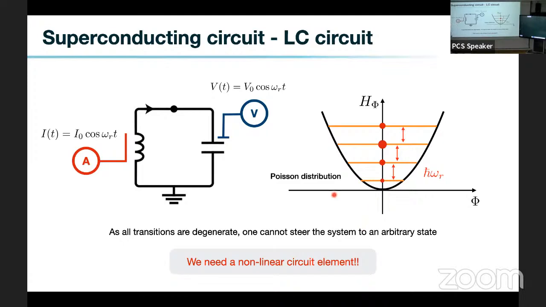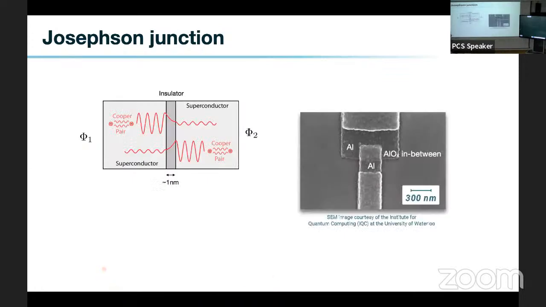This is not good for quantum information science, because what we want is just a qubit, which is a two-level system. So we need to give some non-degeneracy to this system, and that's why we need nonlinear circuit elements beyond L or C. The Josephson junction is the nonlinear element. As you know well, it consists of a superconductor, an insulator, and a superconductor. If the insulator is thin enough, then Cooper pairs can tunnel through the insulator and make a Josephson current. This Josephson current has a relationship that depends on the flux difference of the two superconductors.